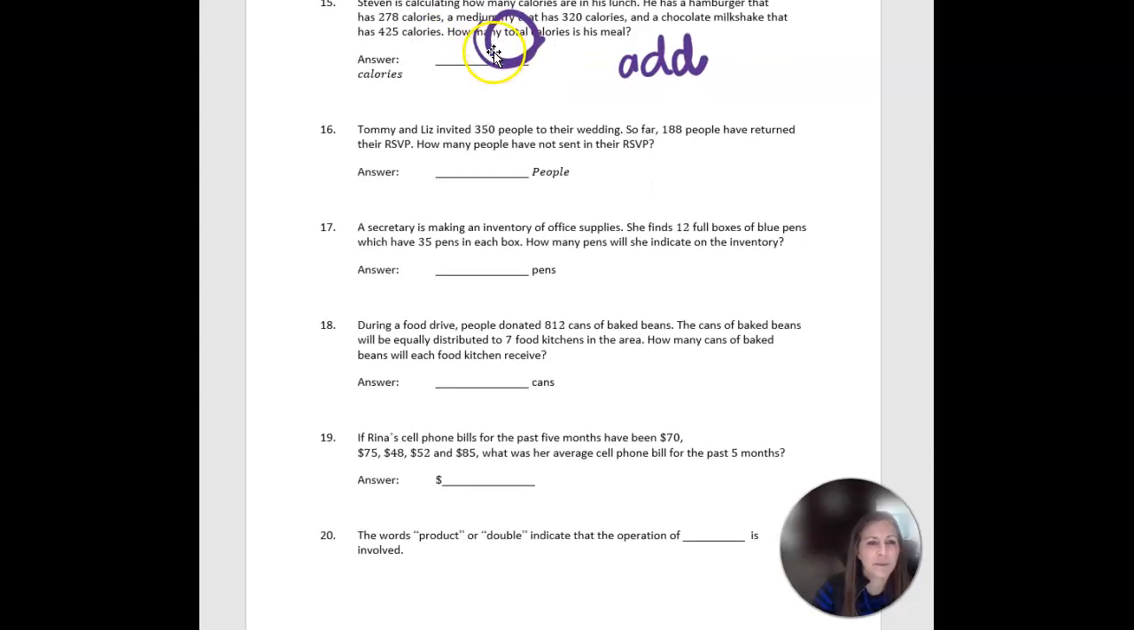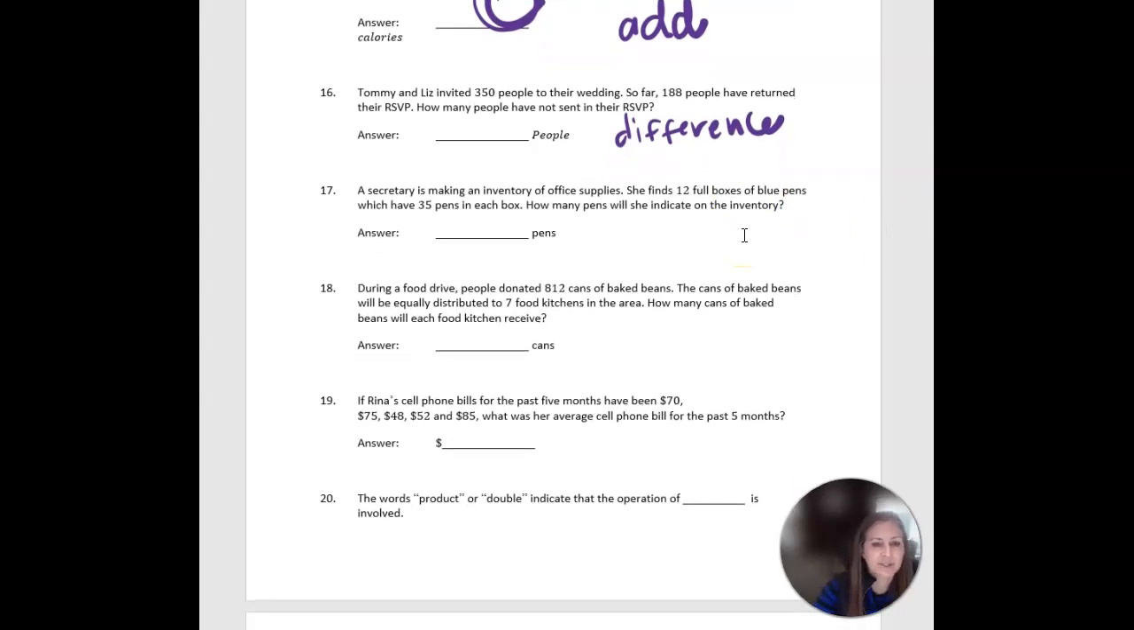Number 16, Tommy and Liz invited 350 people to their wedding. So far, 188 have returned their RSVP. How many have not? Okay, so we're looking for the difference here. How many people have turned in the RSVP versus how many have not. There's a difference in those two numbers. There's your hint for that one.